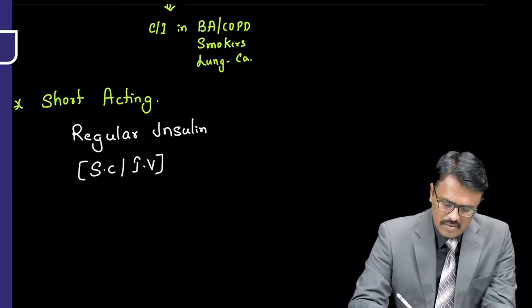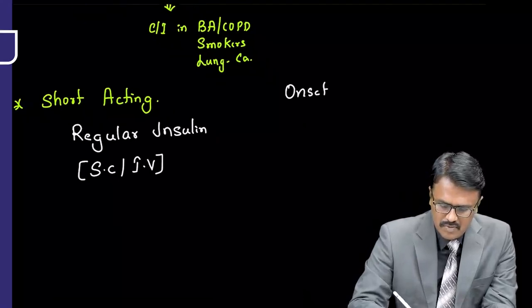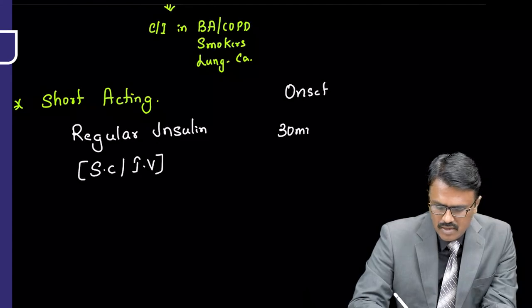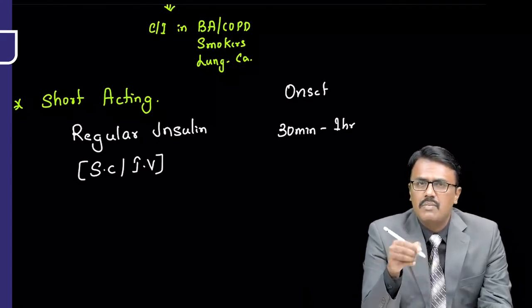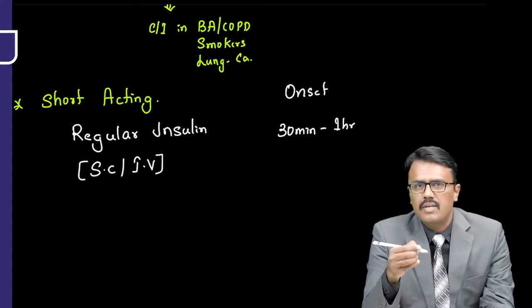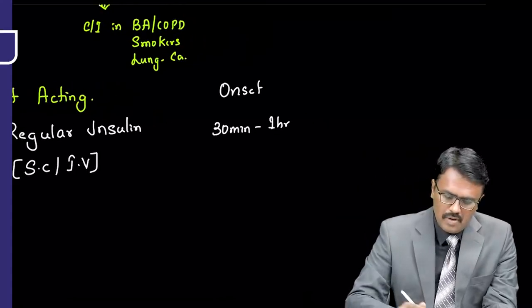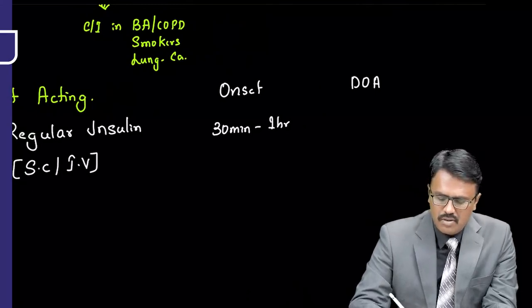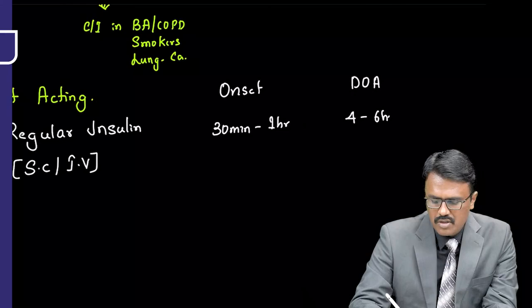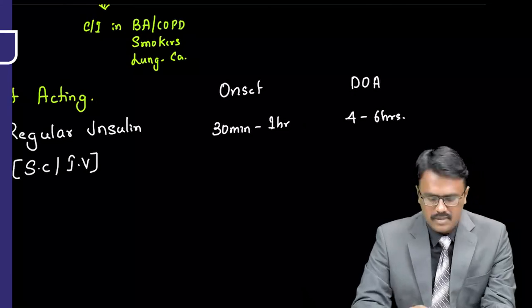Now, what is the onset of action? Onset is between 30 minutes to 1 hour. Sir, why should I know the onset? We can tell the patient when to take it. Usually these are given before meal, so the patient can take it 30 minutes before the meal. Now what is the duration of action? It is around 4 to 6 hours.